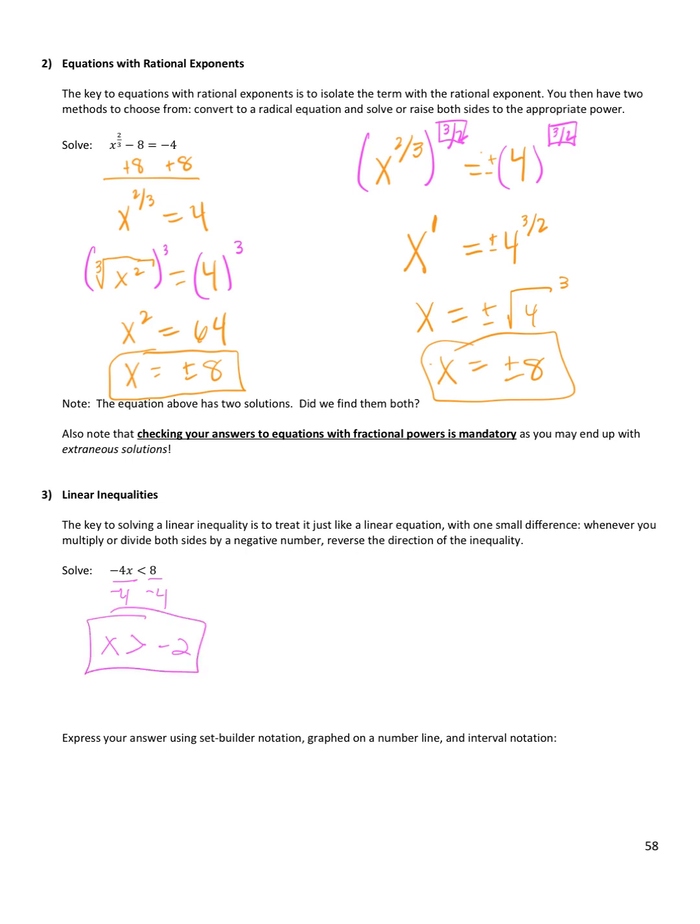And then to express our answer using set builder notation, graphed on a number line, and interval notation, well, this is almost set builder. I just need to add some curly brackets. I would say, well, this is the set of all x's such that x is bigger than negative 2.